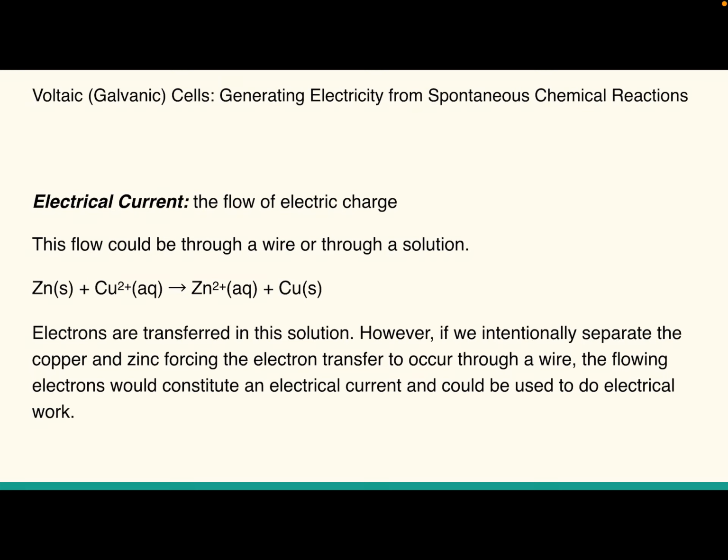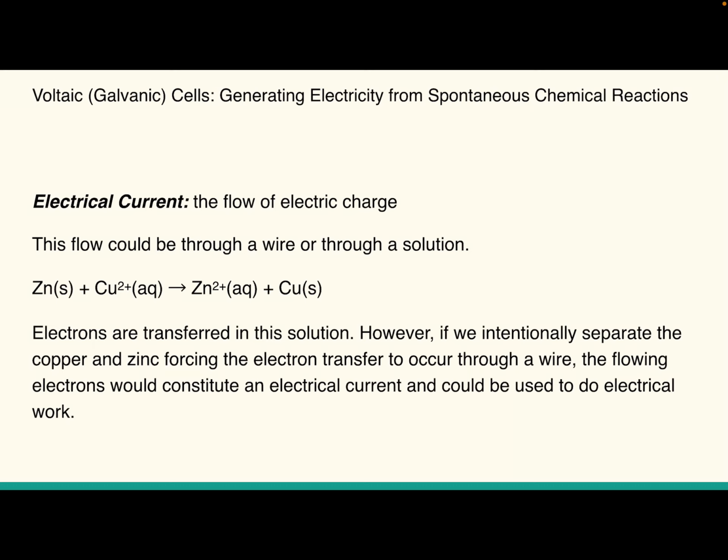Alright, so what I'm going to do here is kind of a whirlwind through the basics of electrochemistry, getting down all the terminology. So the first thing you have to understand is that electrical current is the flow of electric charge. So we talked about balancing redox reactions, and what's happening is the thing that's being oxidized is giving off electrons. The thing that is being reduced is taking in electrons.